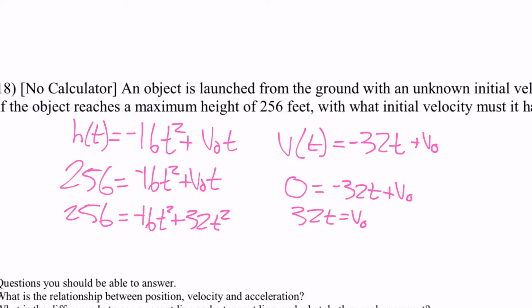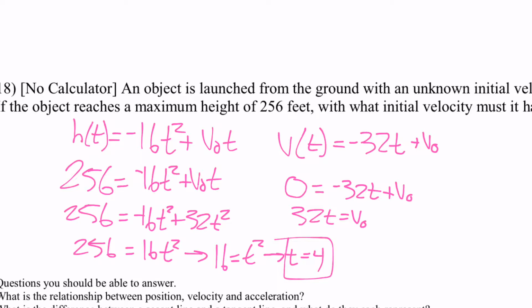t times t is t squared. So 256 equals negative 16t squared... not what I meant to write. Negative 16t squared plus 32t squared leaves a positive 16t squared. This equation divides by 16 on both sides, so you get 16 equals t squared, and so t equals 4. Just the positive, because it wouldn't make sense for t to equal negative 4.